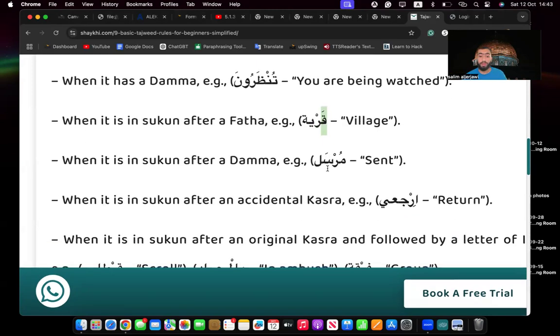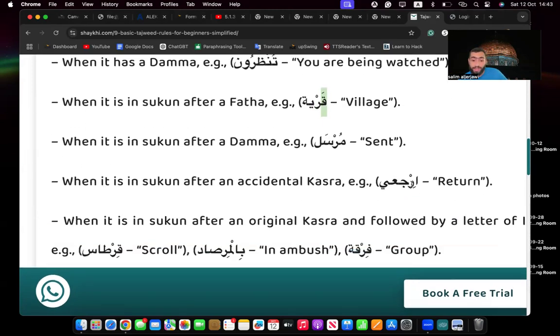Qaryatin, mursalin. Look at this one here. Okay, now here the ra has a sukoon, then the alif has a kasra. So do you make it ارجع or ارجع? I make it a thin ra because it has a kasra before.